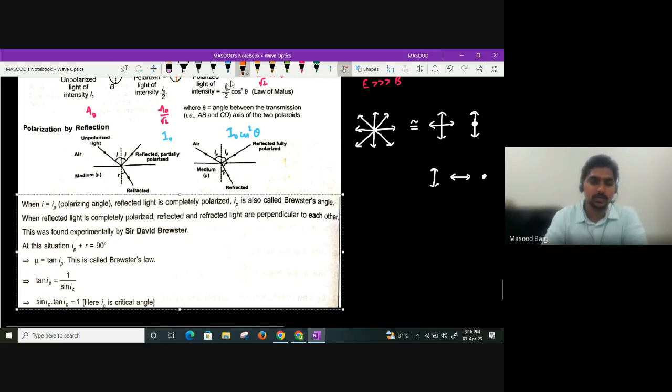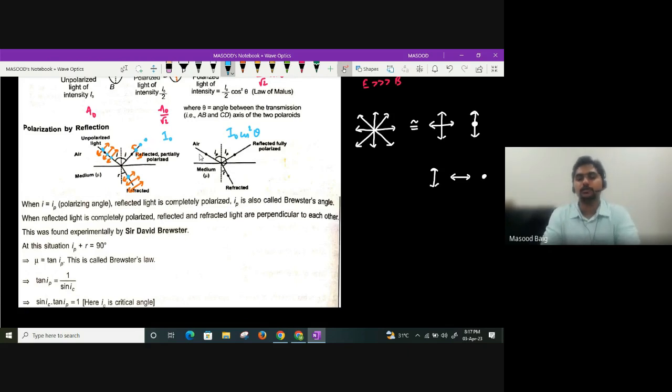Now, because I have to take unpolarized light, let us imagine I'm showing it in this manner. Unpolarized light consists of electric field vectors randomly directed in all directions. So this is our unpolarized light. Whenever it is incident at any arbitrary angle, the reflected light will get partially polarized, something in this manner. The refracted light will also get partially polarized again, so it will be something like this.